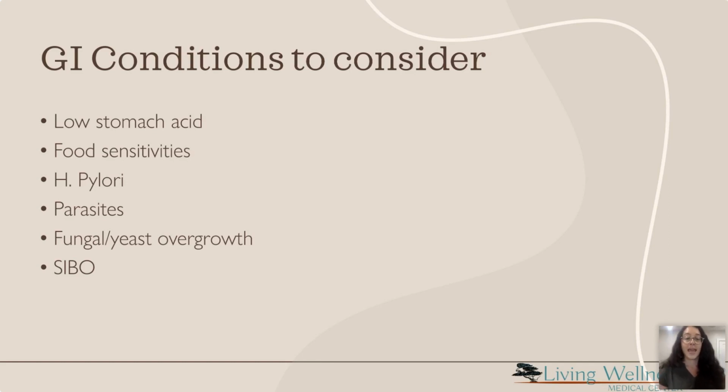H. pylori is one, parasites is one, fungal or yeast overgrowth, and then SIBO. SIBO can directly lead to food sensitivities and leaky gut because it's in that small intestine where we want those nutrients to get absorbed and where we want that function to be really optimal.